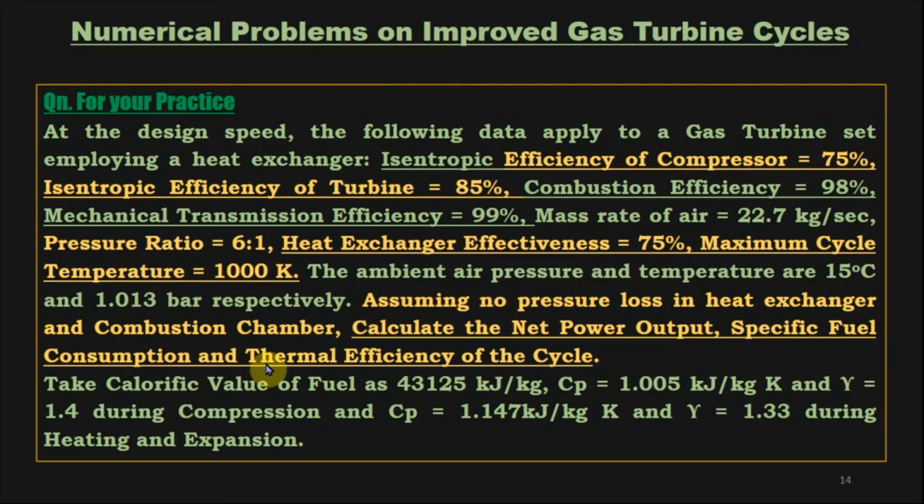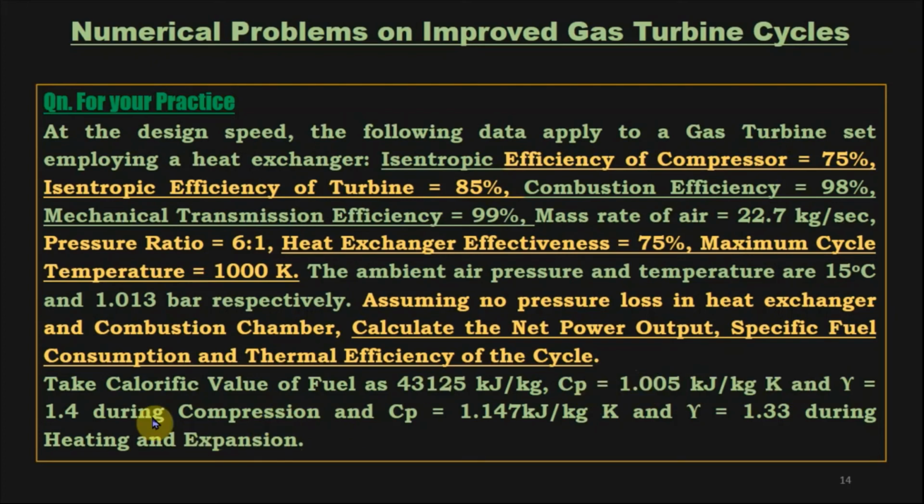Here in this problem, you can note that the calorific value of the fuel is given. So the heat supplied in the combustion chamber you can evaluate, and Cp value and gamma value, the ratio of specific heats Cp by Cv for air and gas, both are different in this case because Cp is given to be 1.005 kilojoule per kilogram Kelvin and gamma is equal to 1.4 during compression. The working substance which undergoes compression is air.